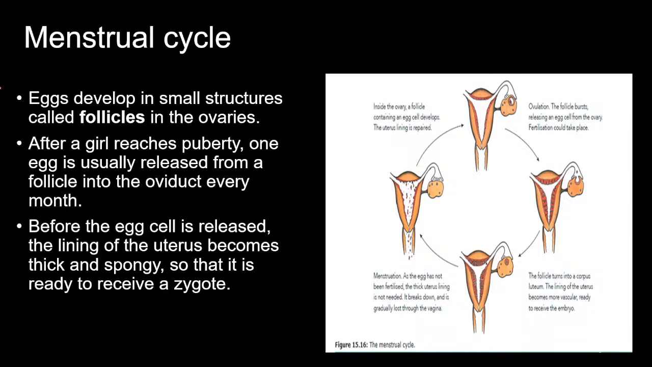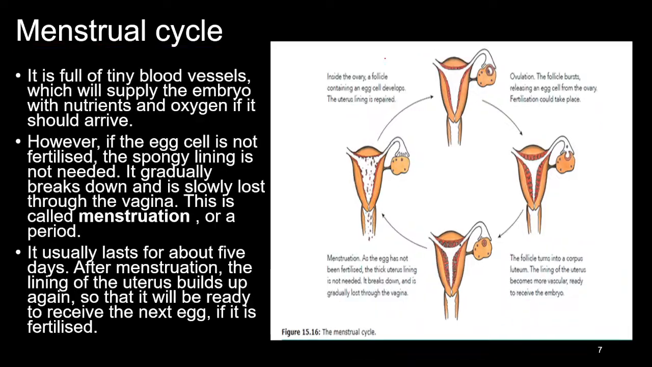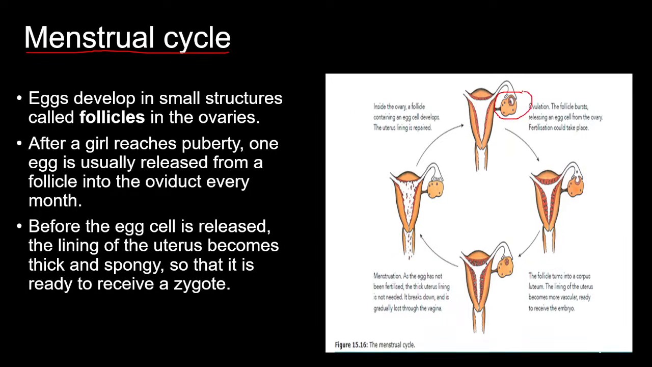So now we'll be looking at menstrual cycle. This is a very important concept because most of the questions are also from here. So eggs develop in small structures called follicles in the ovaries. So these are the ovaries, okay? So the eggs develop in small structures inside them called follicles. After a girl reaches puberty, one egg is usually released from the follicle into the oviduct. This is the oviduct, every month.